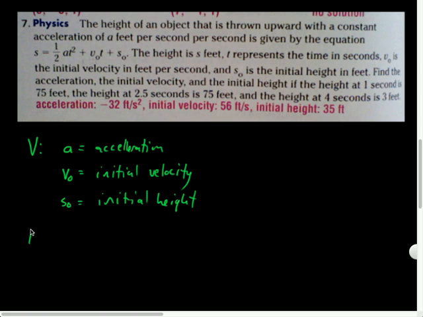Okay, so my equations are all related to this one, and I'm going to plug in the little facts they gave us. They gave us three facts. So they said the height at 1 second is 75 feet. So that means 75 is equal to 1/2 a times 1 squared plus v naught times 1 plus s naught, if I'm not mistaken.